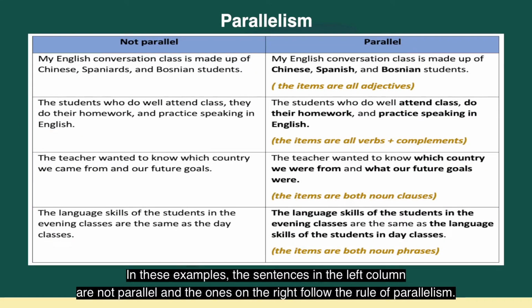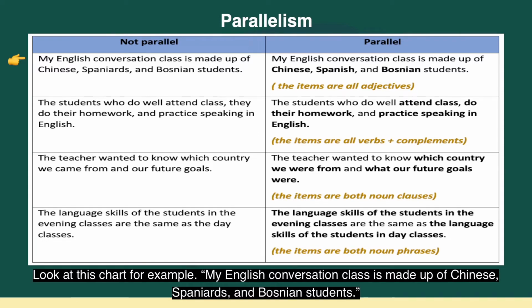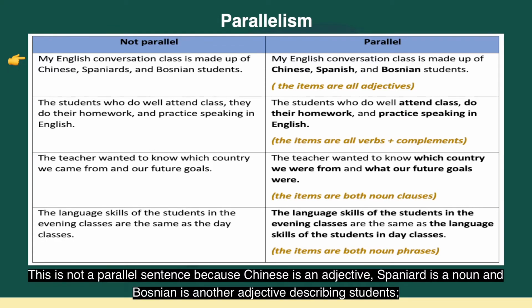In these examples, the sentences in the left column are not parallel, and the ones on the right follow the rule of parallelism. Look at this chart, for example. My English conversation class is made up of Chinese, Spaniards, and Bosnian students. This is not a parallel sentence, because Chinese is an adjective, Spaniard is a noun, and Bosnian is another adjective describing students.